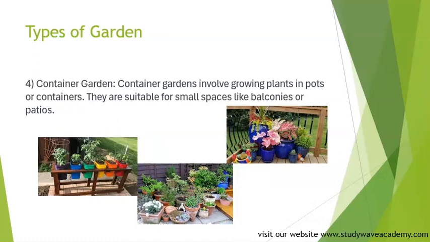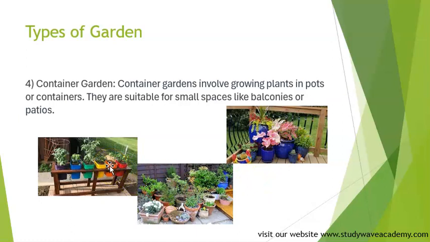We also have the container garden. The container garden involves growing plants in pots or containers. They are suitable for small spaces like balconies and patios. Okay, these are what we mean by the container garden. They just involve you growing your plants in pots or containers like we have over here. This is called the container garden.